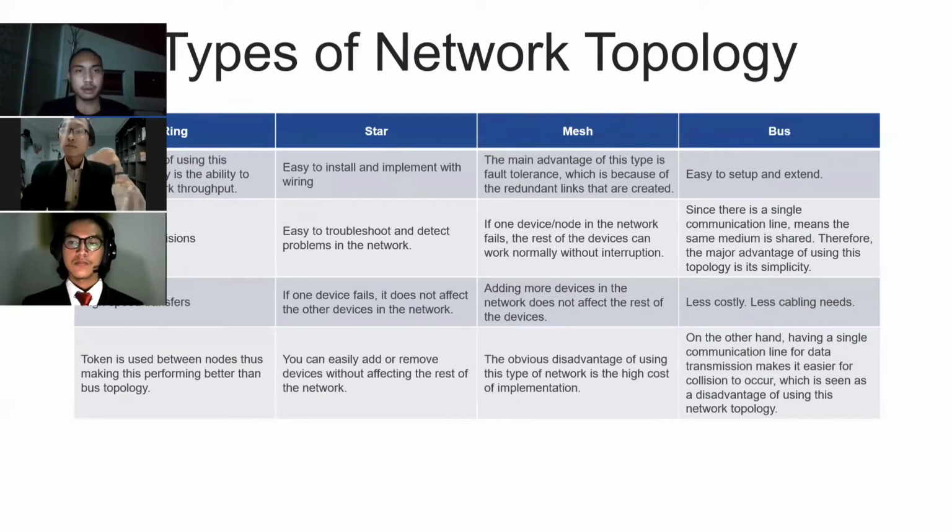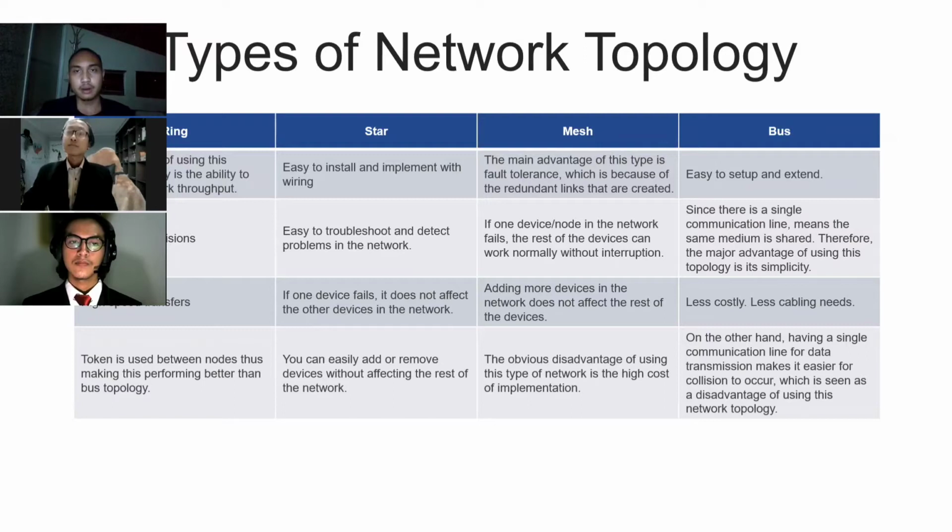And the second topology is star. The first one, easy to install and implement with wiring. Second, easy to troubleshoot and detect problems in the network. Third, if one device fails, it doesn't affect the other devices in the network. And the last one, you can easily add or remove devices without affecting the rest of the network.